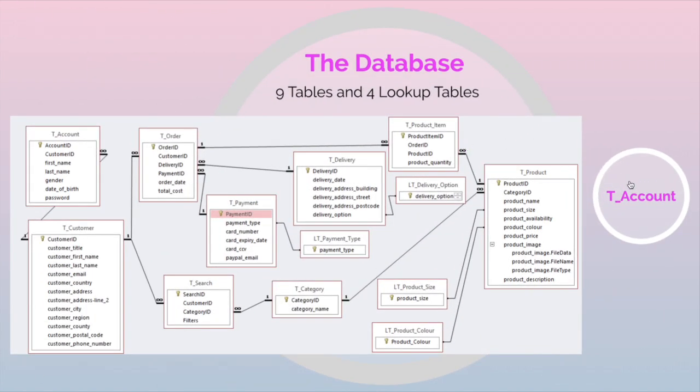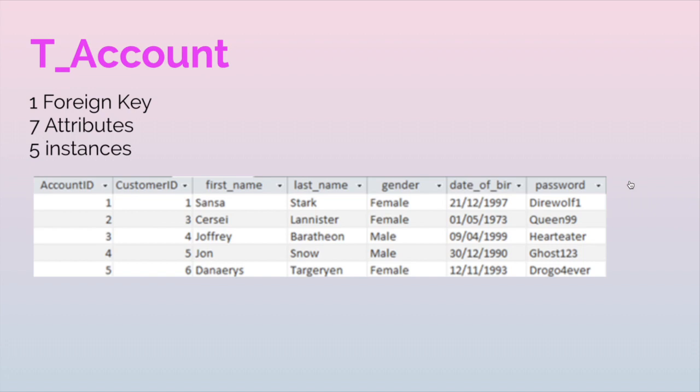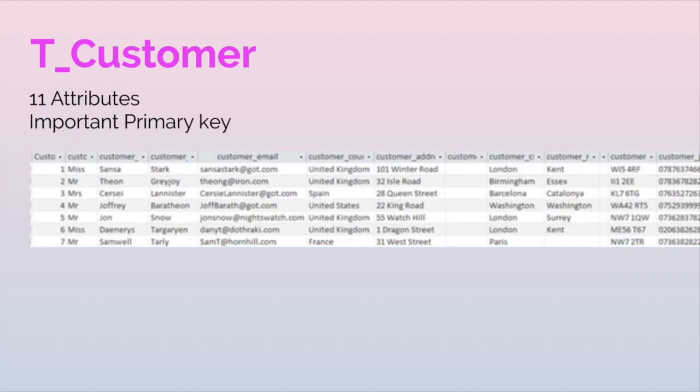The diagram here shows the relationship diagram for Microsoft Access, which has 9 tables and 4 lookup tables. The first table is T account, which has 7 attributes and 5 instances, with information on the accounts created. It also contains the foreign key customer ID, which connects it to T customer. T customer itself has 11 attributes, the most of any table, which lists information on the customer, such as the contact and address details.